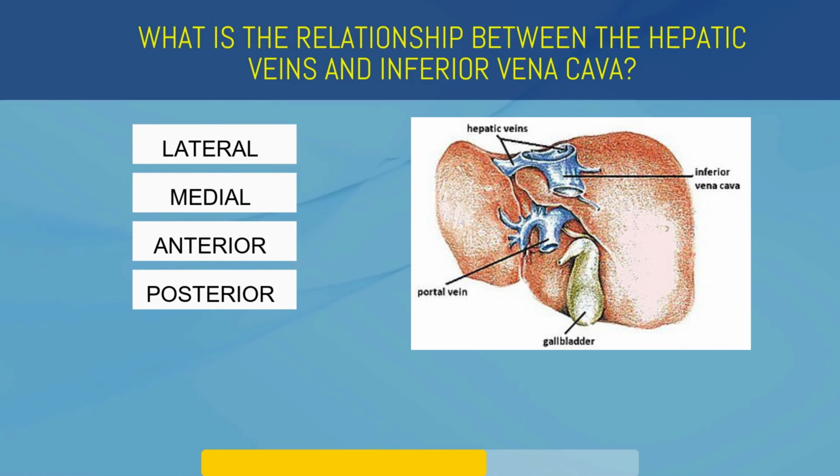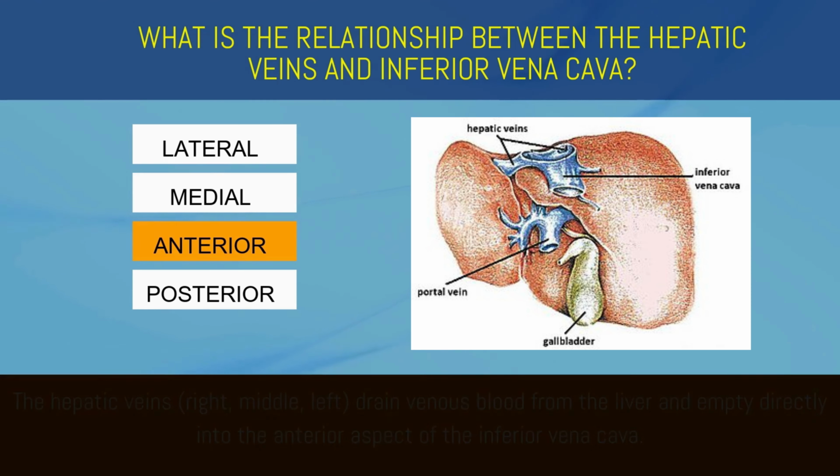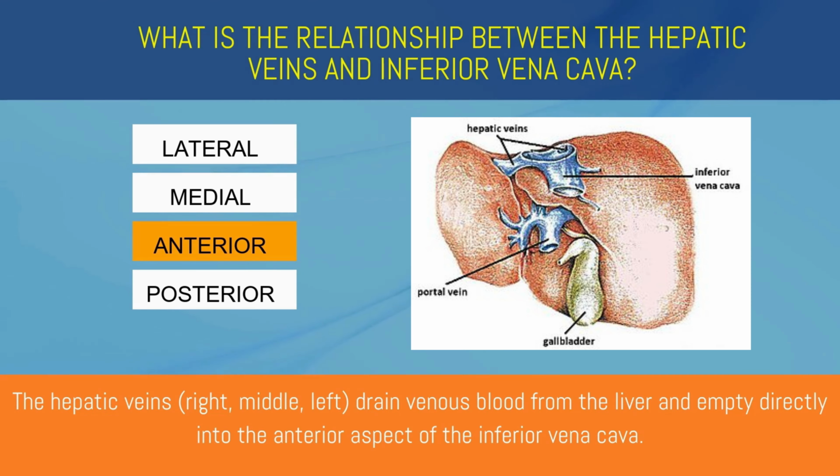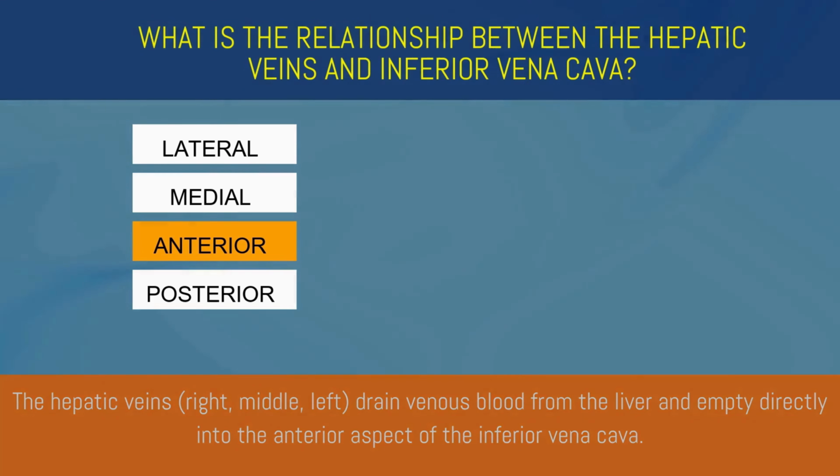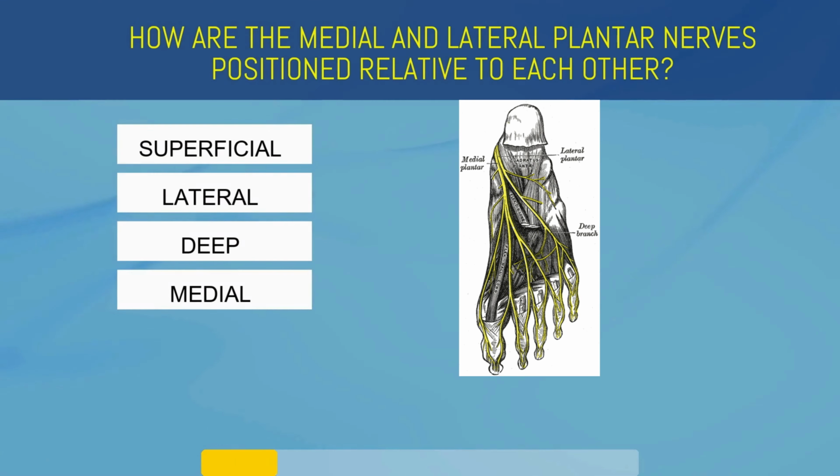Lateral, medial, anterior, or posterior? Anterior. The hepatic veins drain venous blood from the liver and empty directly into the anterior aspect of the inferior vena cava. How are the medial and lateral plantar nerves positioned relative to each other?